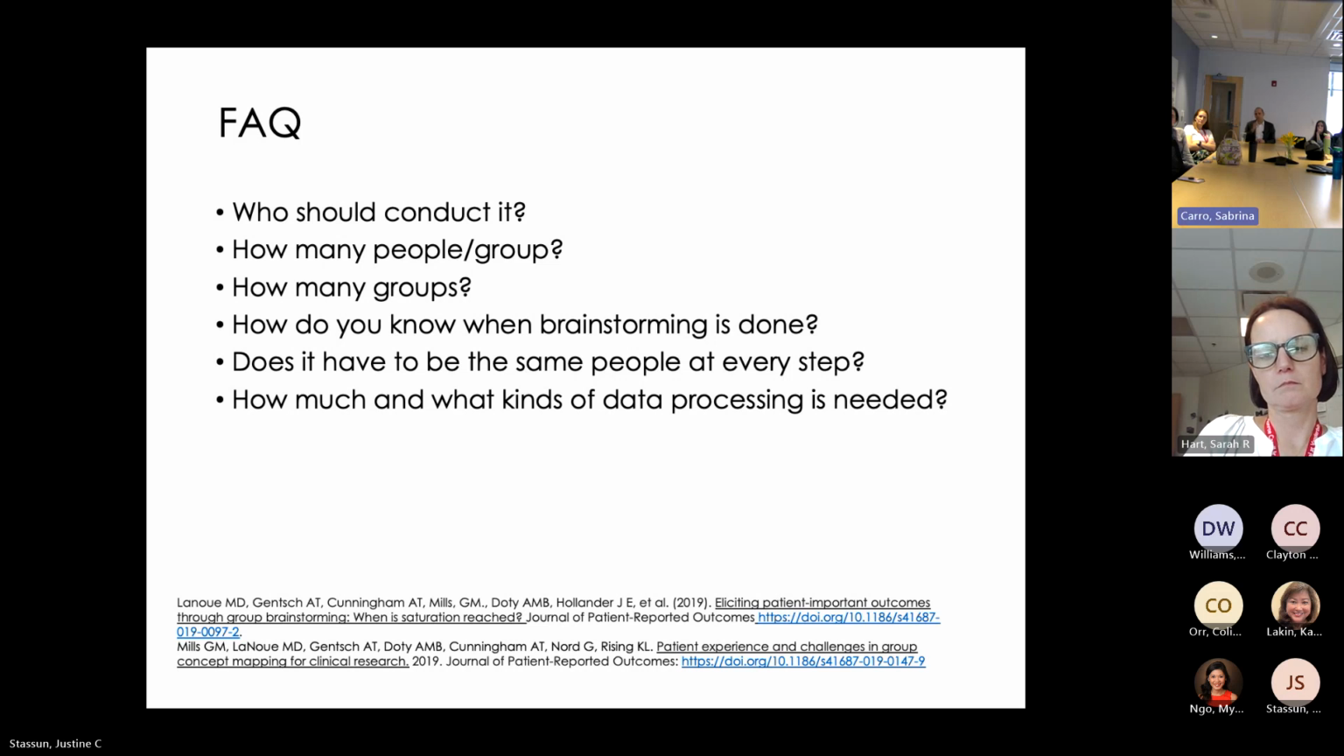Yeah, it's not easy. There is data processing. There are decisions about getting rid of things that didn't answer the prompt. It should be the same people at every step, but again, it depends on your purpose, right? Why you're doing it, what you needed out of it.